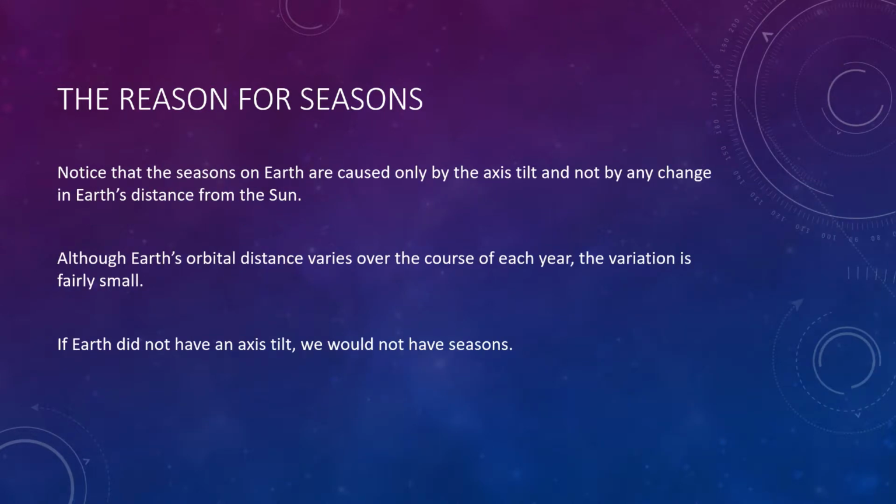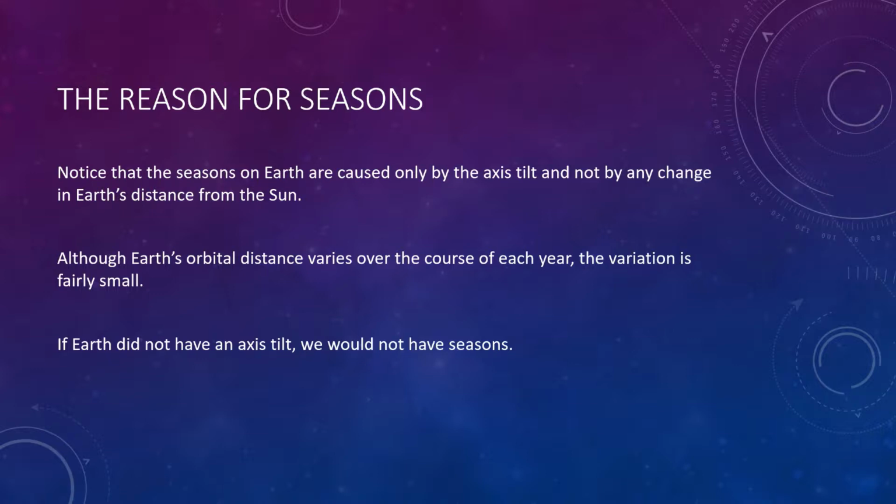Notice that the seasons on Earth are caused only by the tilt of the Earth's axis and not by the change in Earth's distance from the sun, which is one of the most common incorrect answers when somebody asks, what is the reason for seasons? So it doesn't have to do with distance from the sun. Although Earth's orbital distance does vary over the course of a year, because we know that Earth's orbit is elliptical, that variation is actually very small.